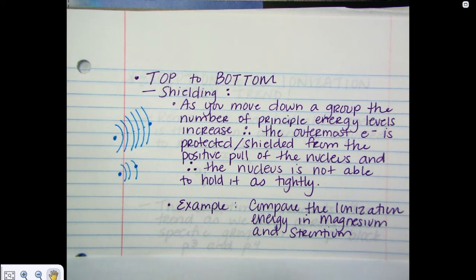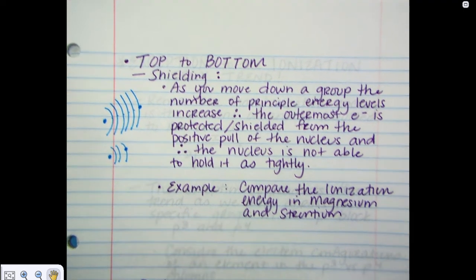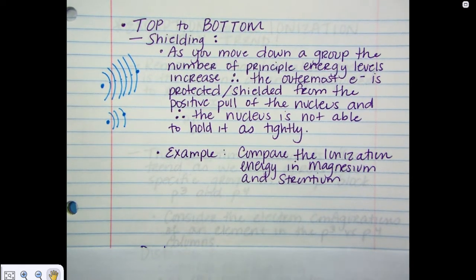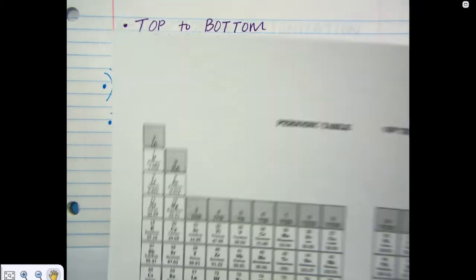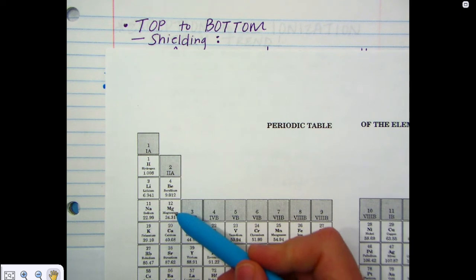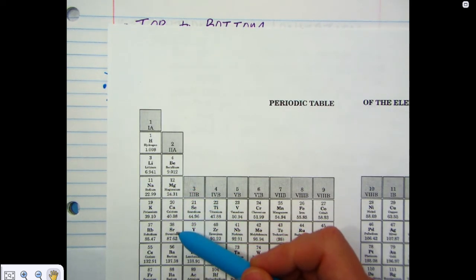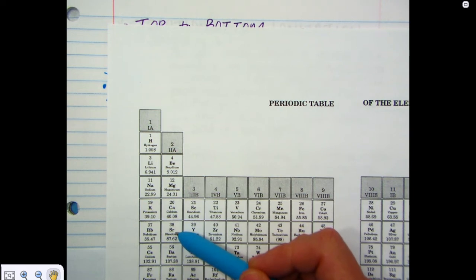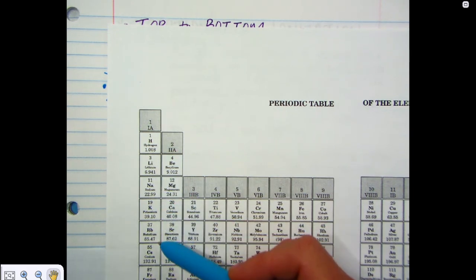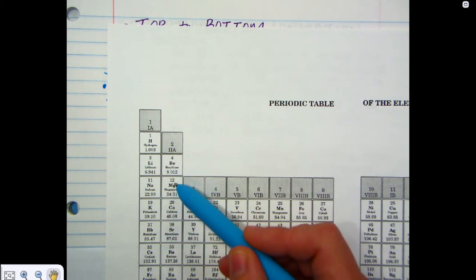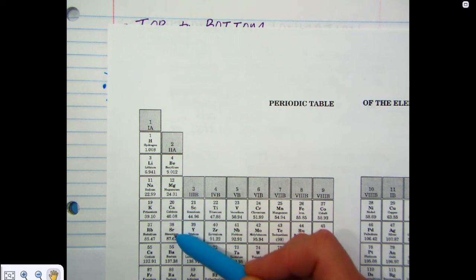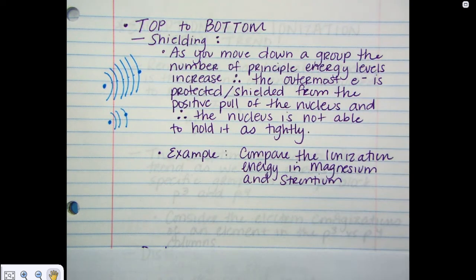All right, so that leads us to a good example. Compare the ionization energy of magnesium and strontium. So let's look at our periodic table. So magnesium is here at 12. Strontium is down here at 38. So our trend is as we go down, our ionization energy decreases. Well, we know that as it goes down, it's also getting bigger, and my level of shielding increases. So I just need to tie that information together.